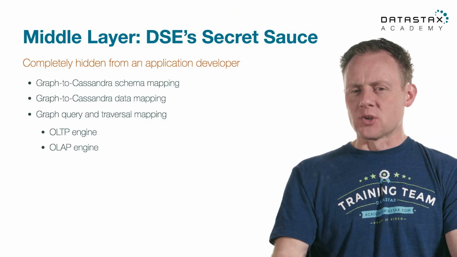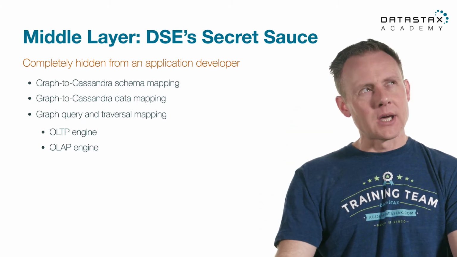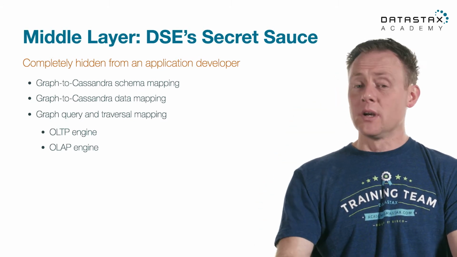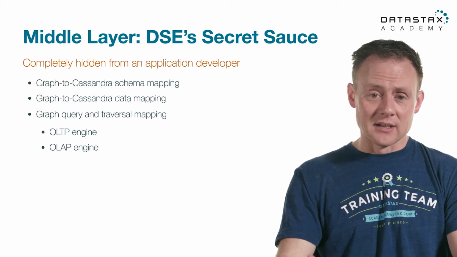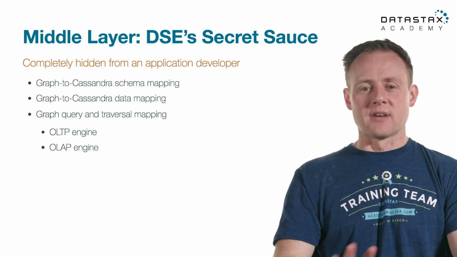So how do you model a graph in Cassandra? If you know Cassandra, maybe your mind is going right now and you're thinking, how would I model a graph in a Cassandra schema? Well, we've done that for you. So that mapping is done. And the translation, the storing of the vertices, the relationships, all that stuff happens for you.